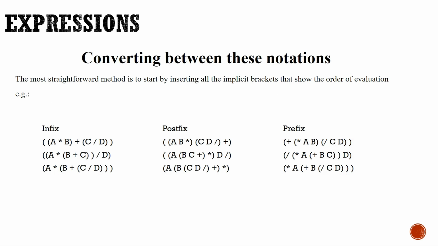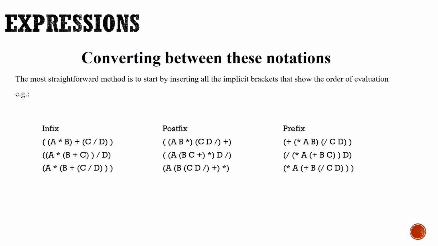Now, converting these notations. Fine. The most simple way for the conversion is to use the brackets. If I use the brackets, the conversion will be quite simple. Fine. So let us take this expression. First A star B, we will write it as AB star. Here what we will write is star AB.